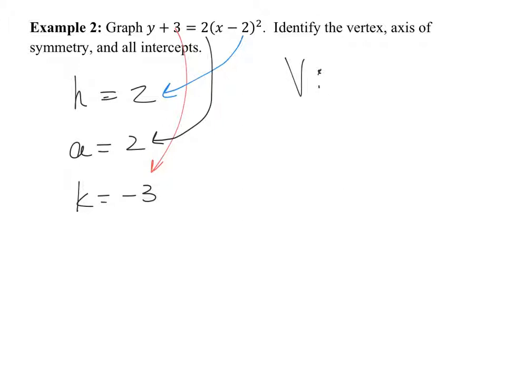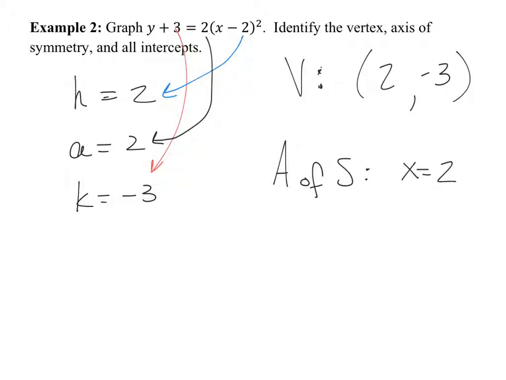So what's the vertex? What's the vertex, James? 2, negative 3, very good. And what is the axis of symmetry, Chandler? X equals 2. Remembering that the vertex is really just (h, k), and the axis of symmetry is always x equals h.